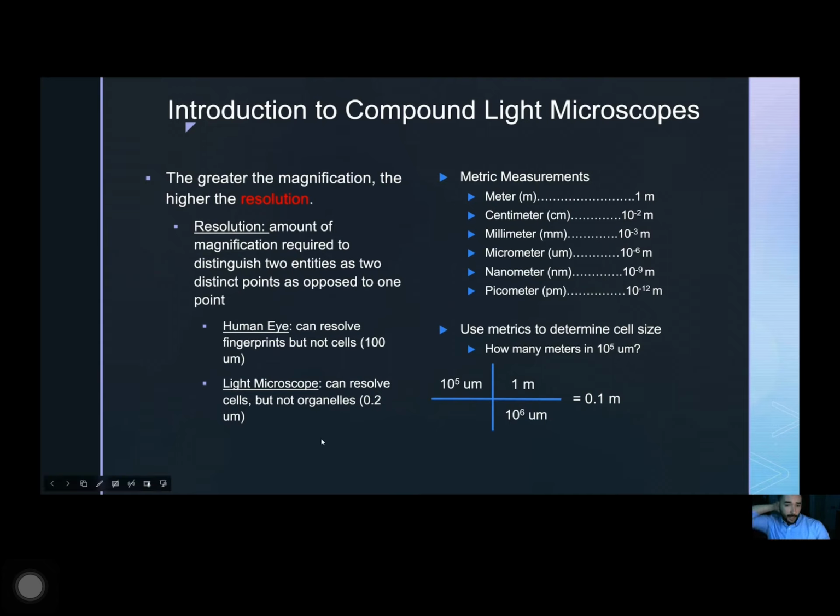Next, your human eye can see fingerprints. So if you look at your finger, you can see your fingerprints, but you can't see cells. But the light microscope can see cells. However, it's not strong enough to see organelles. To be able to see even smaller than that, you would need like an electron microscope, which we don't even deal with. These metric measurements over here, I will want you guys to be familiar with.